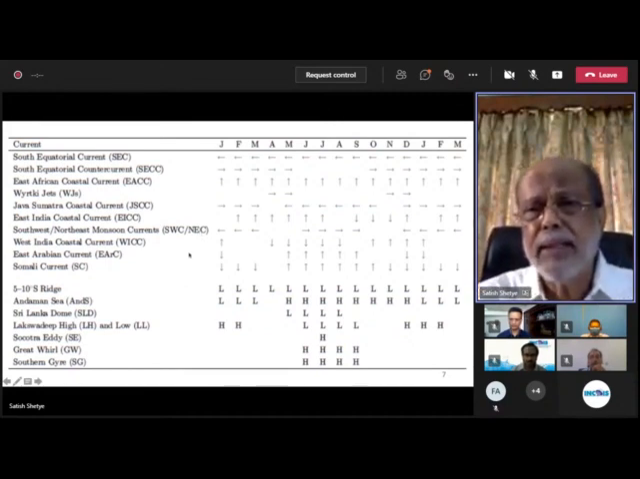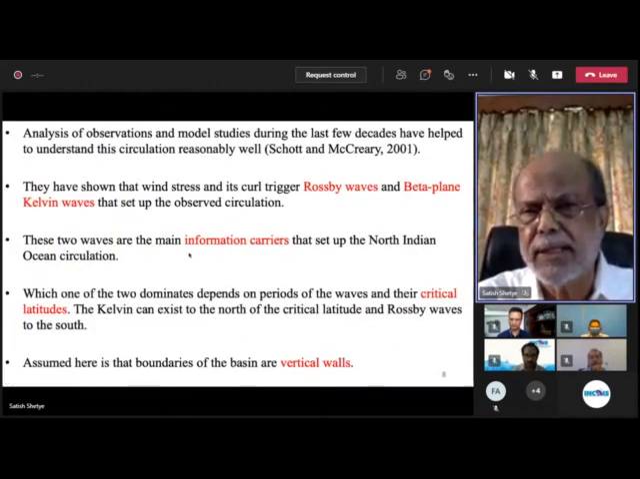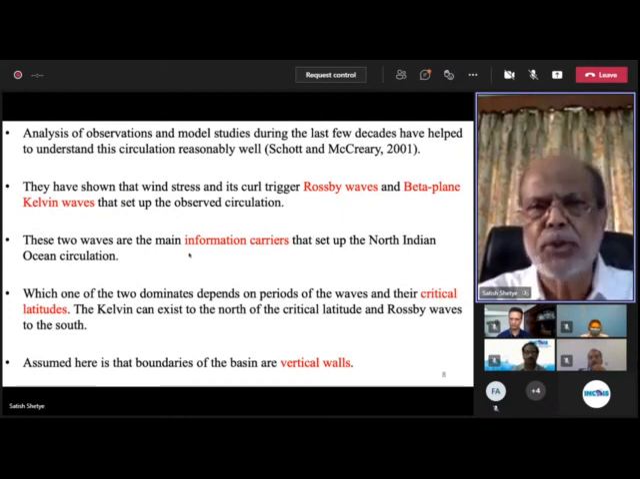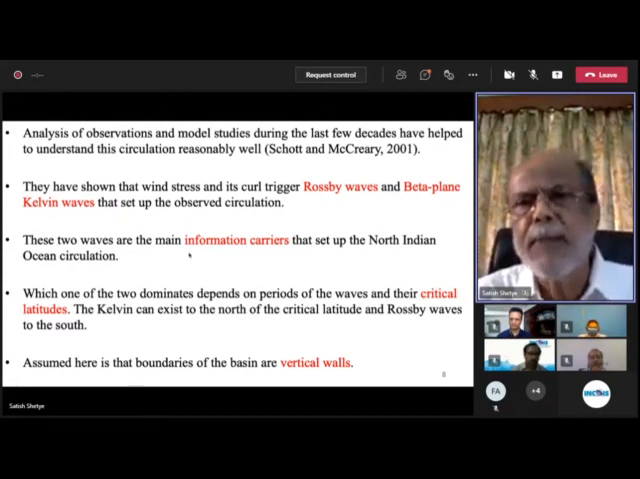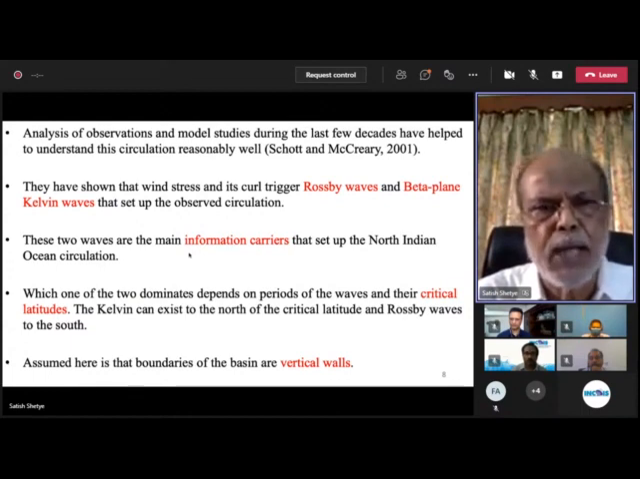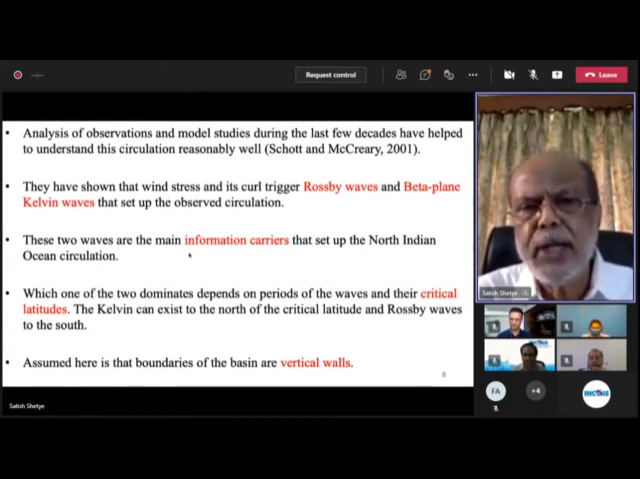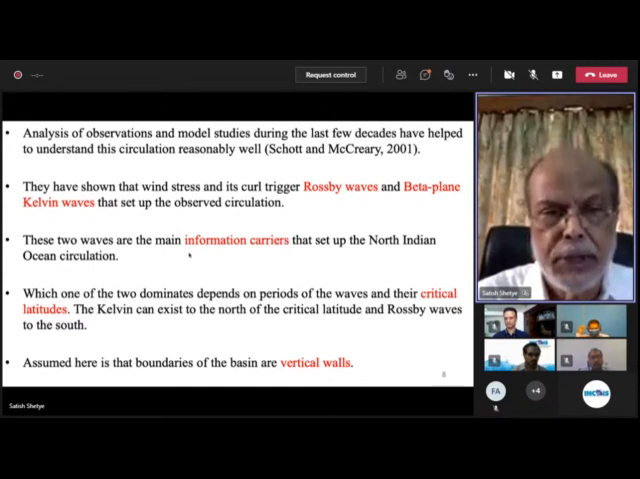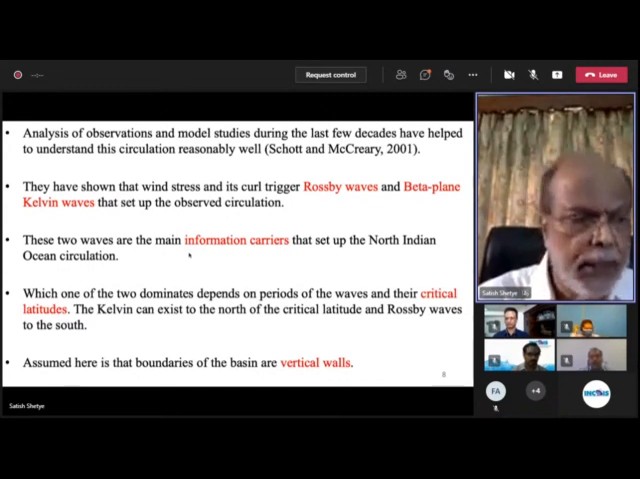So this knowledge which has been generated over the last almost 50 years has helped us to understand the circulation over the open sea reasonably well. And one of the most quoted papers summarizing that is the Shankar and McCreary paper of 2001. And they have shown that the wind stress and its curl, which I showed in the clip earlier, produce Rossby waves and what are known as beta plane Kelvin waves that set up the circulation which I just summarized, and which was seen in terms of the sea level anomaly in the clip which I showed you.